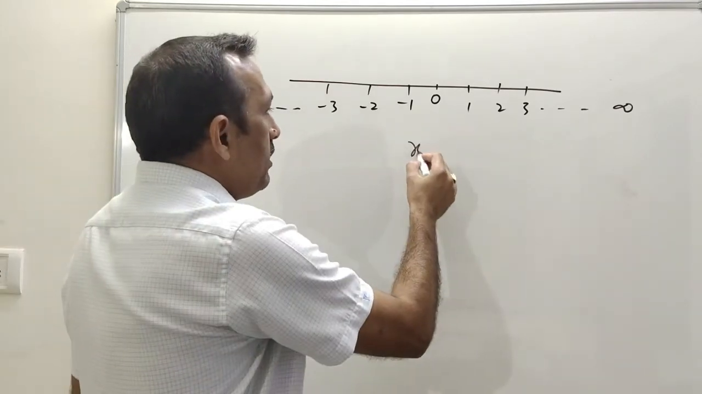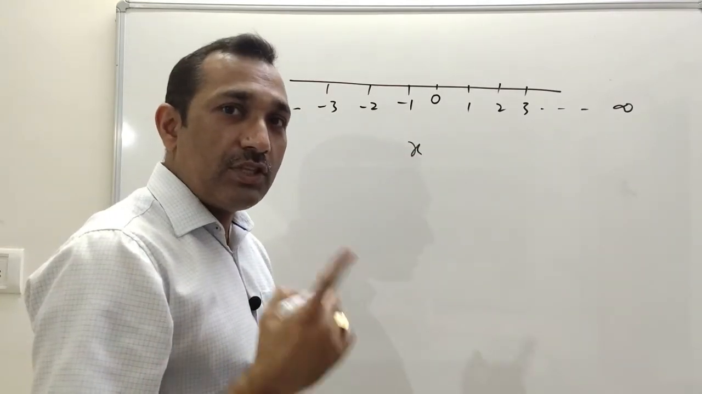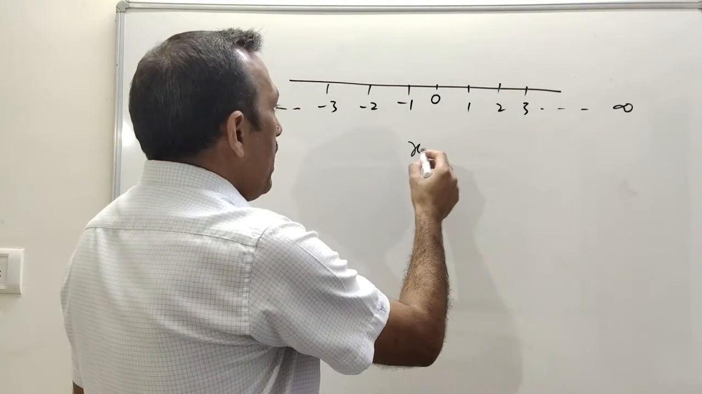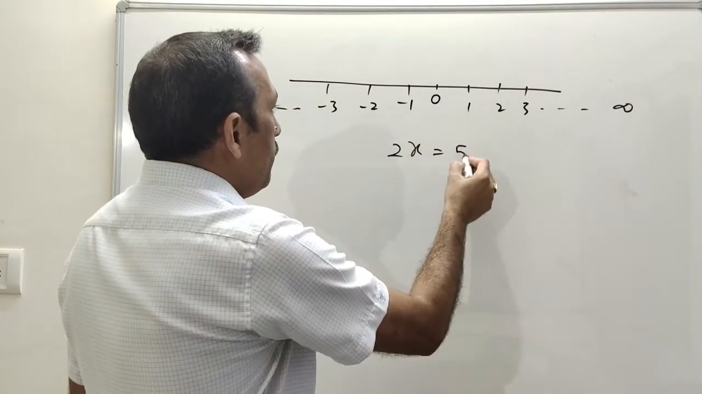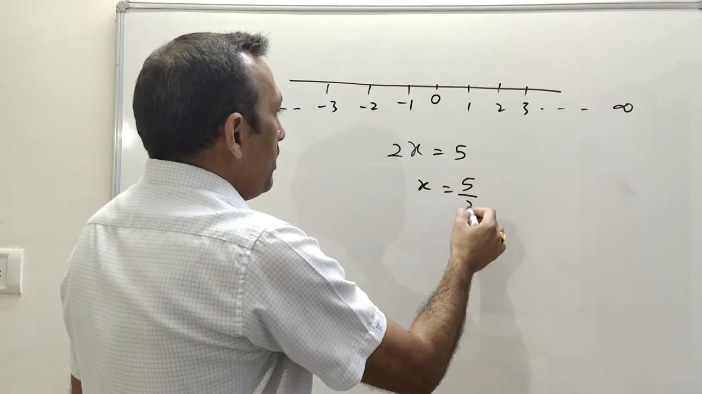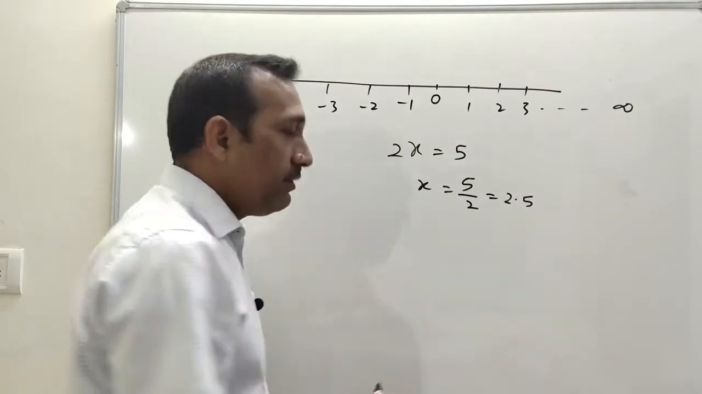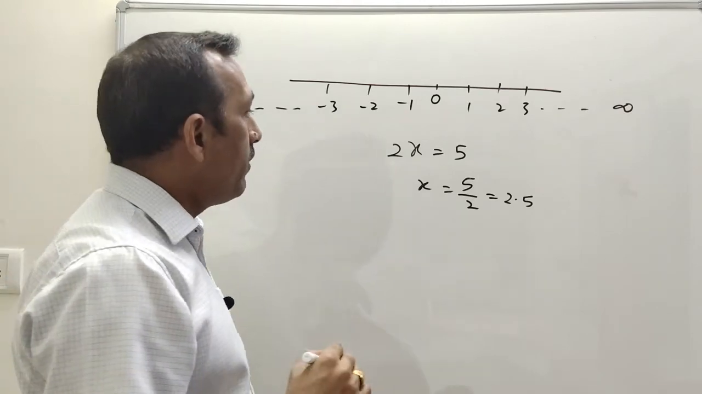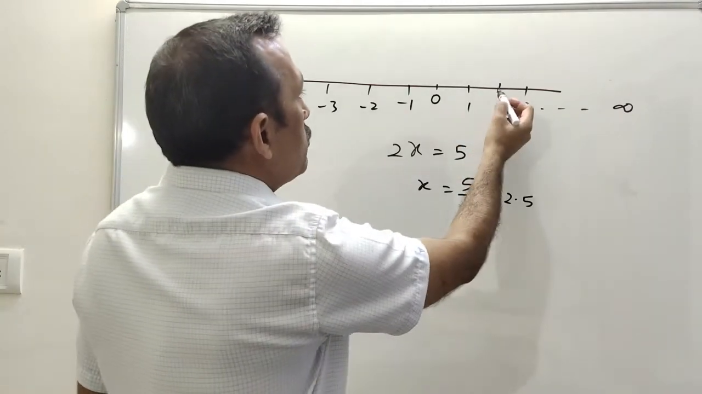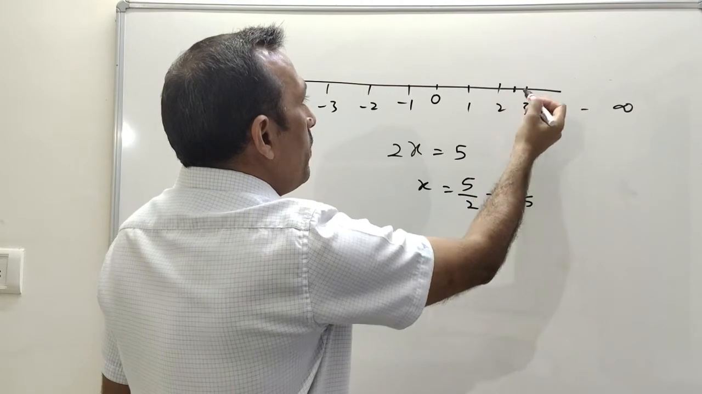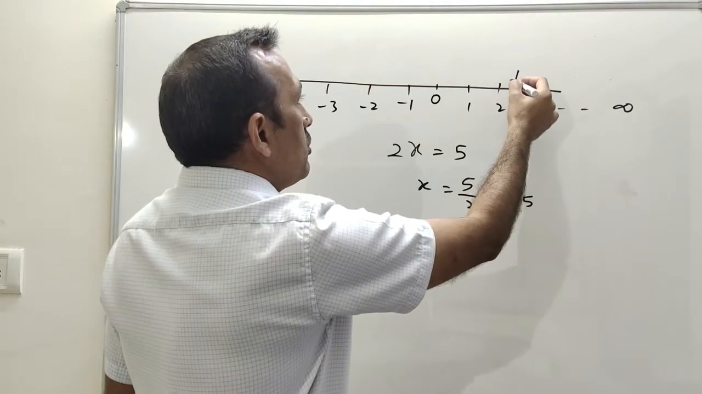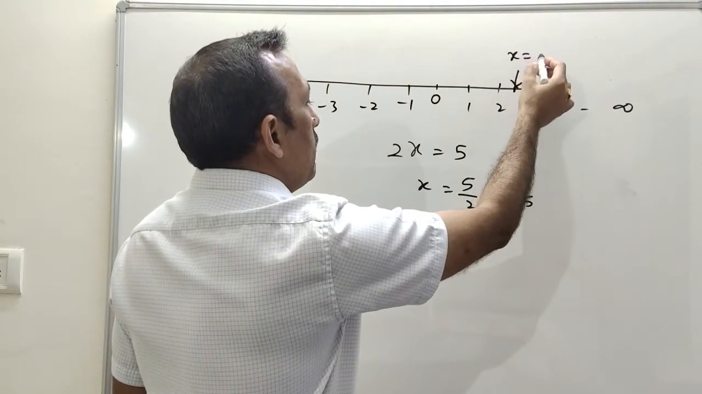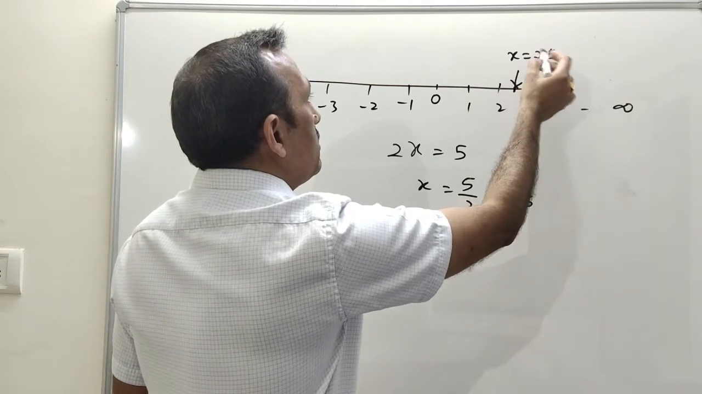Say I write a linear equation with one variable, 2x equal to 5, x equal to 5 by 2, that means 2.5. Okay, this is a positive value. So 2 is here, 3 is here, so 2.5 will be somewhere here. So this is x equal to 2.5. This is the root.